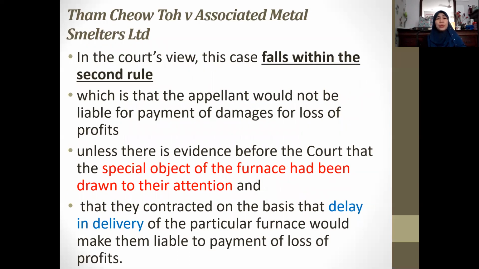So in the court's view, this case falls within the second rule, or second limb, or second part, or second branch, or second head, whichever words you use, all synonymous or more or less similar. Which is that the appellant would not be liable for payment of damages for loss of profit unless there is evidence before the court that the special object of the furnace had been drawn to their attention. Yes, it was, in the affirmative. And that they contracted on the basis that the delay in delivery of the particular furnace would make them liable to payment of loss of profit.